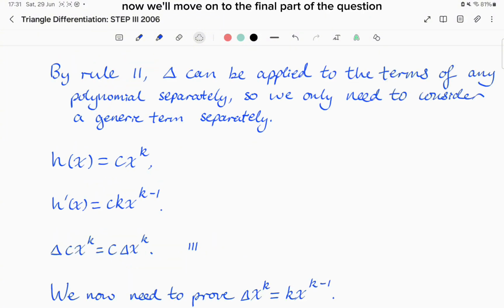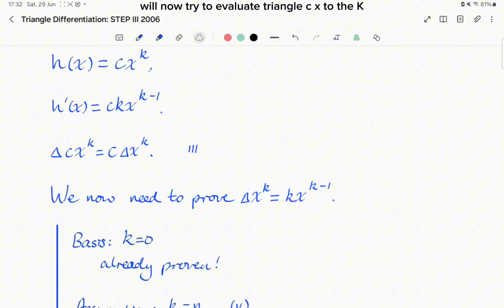Now we'll move on to the final part of the question. By rule 2, triangle can be applied to the terms of any polynomial separately, so we only need to consider a generic term on its own. Let's have h of x equals cx to the k. We know that the derivative h primed of x is ckx to the k minus 1. We'll now try to evaluate triangle cx to the k. By rule 3, this is equal to c triangle x to the k.